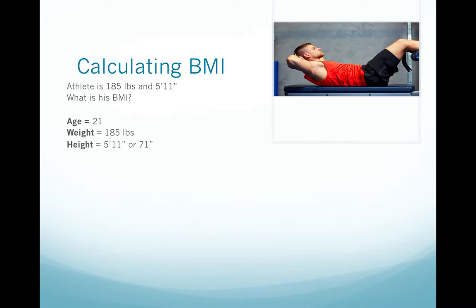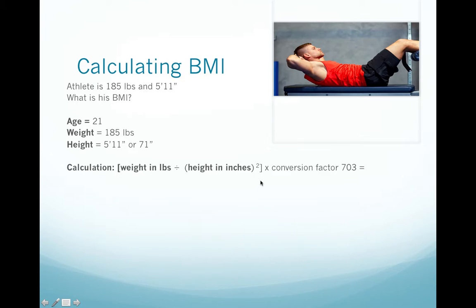And for this type of calculation, you will need to convert feet and inches to just inches. So 5'11 is 71 inches. So the calculation for BMI, if we're using the English system, is the person's weight in pounds divided by their height in inches squared. Now keep in mind that that is only the height squared and not the weight.